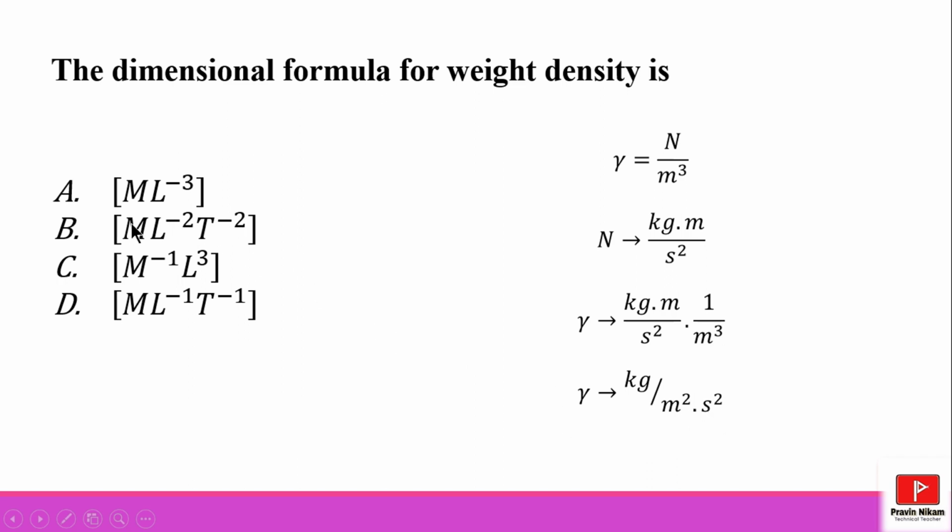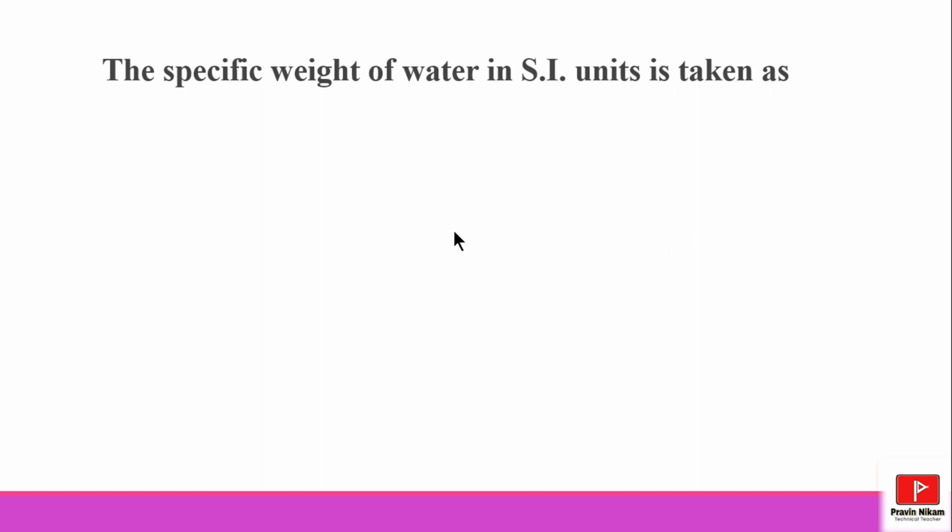So which formula is correct? M, L raised to minus 2, T raised to minus 2. So the correct option is B. Okay, B is the correct answer. This is the exact method to find the dimensional formula for any physical quantity. Now let us see the next question. The specific weight of water in SI unit is taken as.